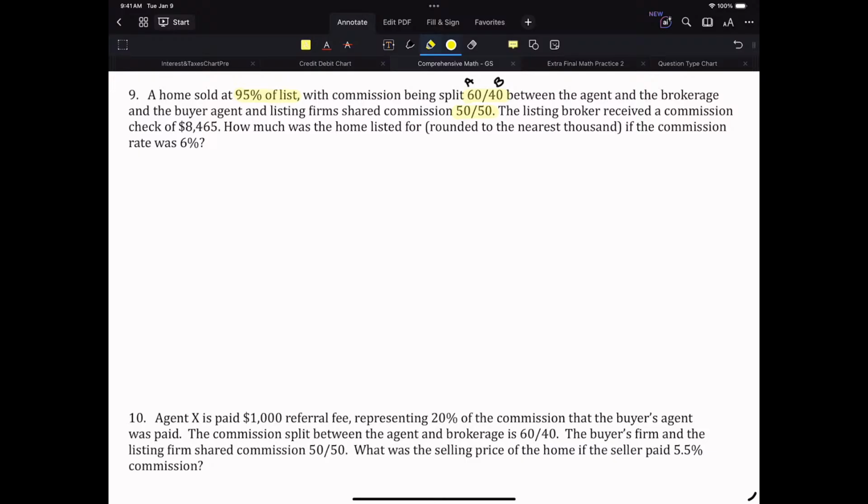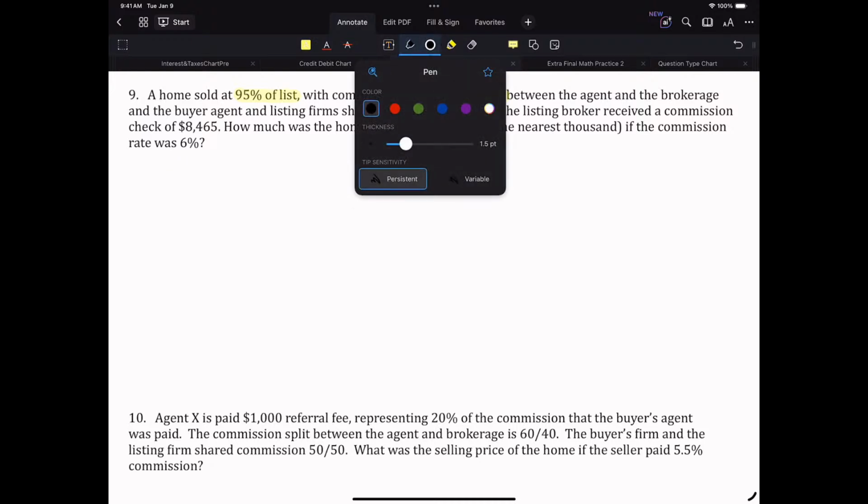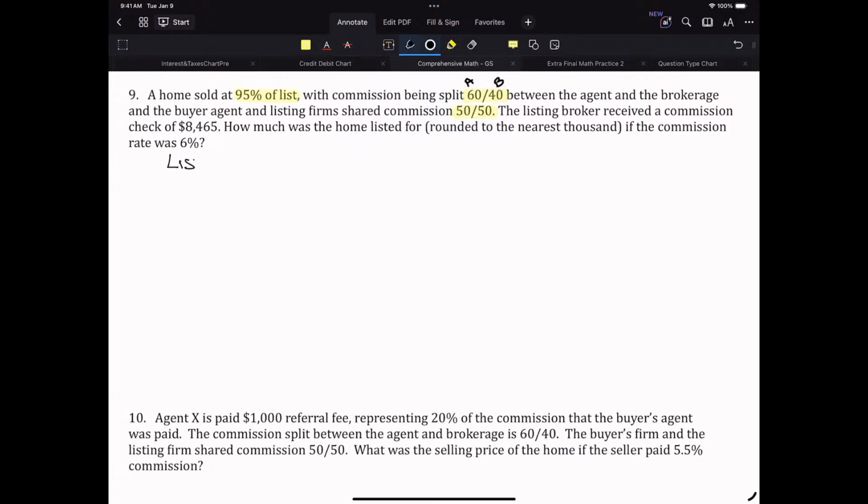So what I know is that there was a list price. And whatever that list price, the sales price was 95% of list. So the sales price is 95% of the list price, right?